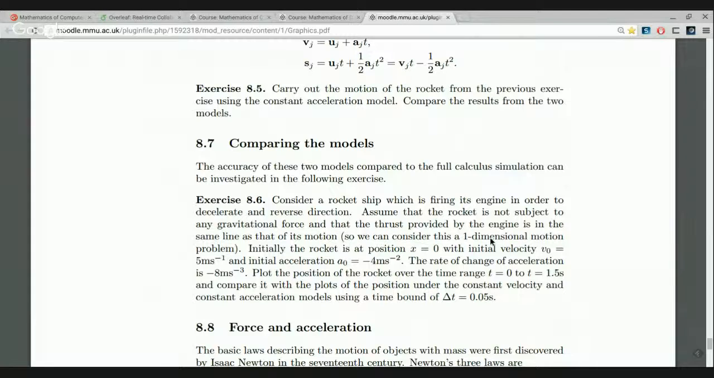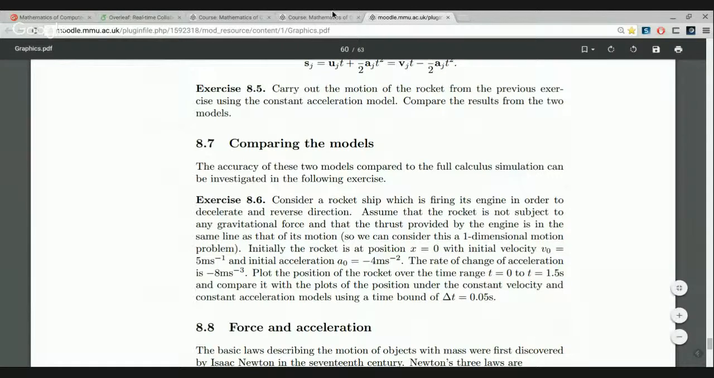We're going to plot the position of the rocket over the time range 0 to 1.5 seconds, using a time band of 0.05 seconds, so 1/20th of a second. We're simulating an overall time length of 1.5 seconds, but the time between frames of the animation, so to speak, is 1/20th of a second. So let's do this on the computer, using the two different models and see how they perform.